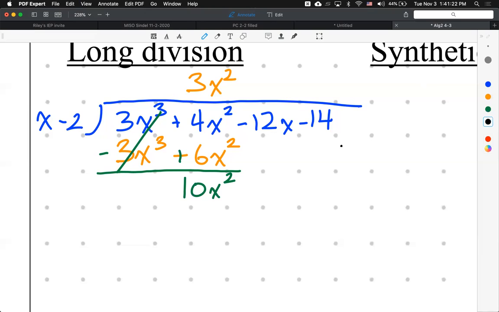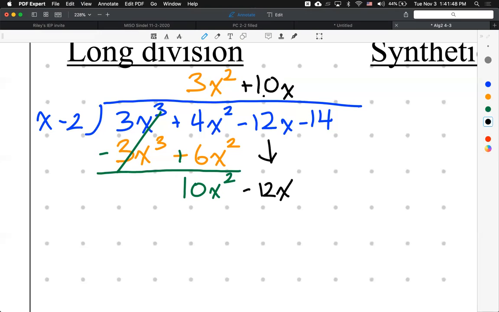Oh, so you bring down the negative 12. Bring down the negative 12, exactly. And then you can say your step as well. And then you find something to cancel out 10x squared. How do you get 10x squared from x? So you multiply by 10x.